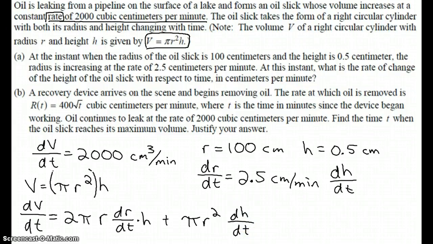Okay, so let's finish this up. We've taken the derivative of the volume of a right circular cylinder. We used the product rule, and we've also identified the things that we know. So we know r, h, dr/dt, and dV/dt. All we need to do is find out what dh/dt is. We took the product rule, and we're ready to plug into our derivative.